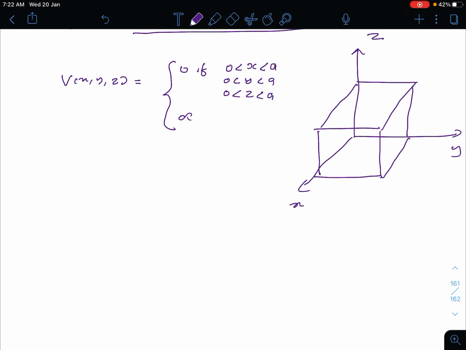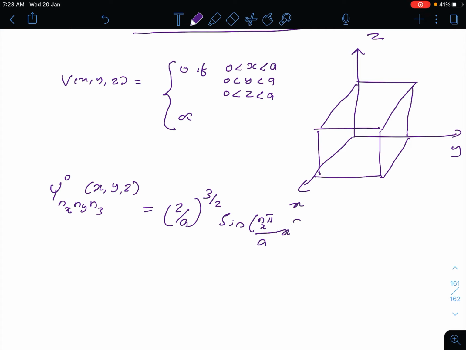Now the stationary states psi 0, we may say it has three quantum numbers nx, ny and nz, for which we have derived the stationary state function as psi 0 of nx, ny, nz of x, y, z equals (2 by a) all raised to 3 by 2, hope you remember, sine of nx pi x by a, sine of ny pi y by a, sine of nz pi z by a. So this is the function.